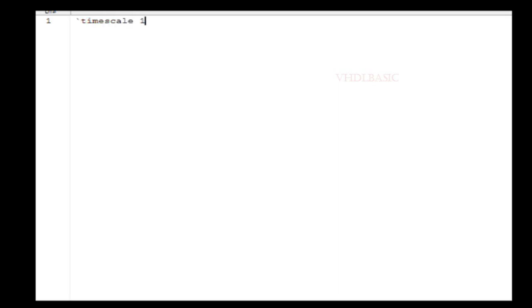Today we are going to see how to generate an 84.55 MHz frequency clock in a Verilog test bench, and also the syntax for the timescale and how it impacts our test bench. This is the syntax for timescale: backtick timescale, time unit divided by time precision. In this particular example, I am taking the time unit as 1 nanosecond and the time precision as 1 picosecond.